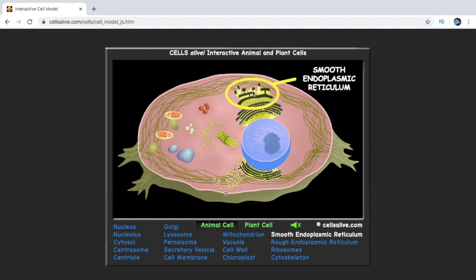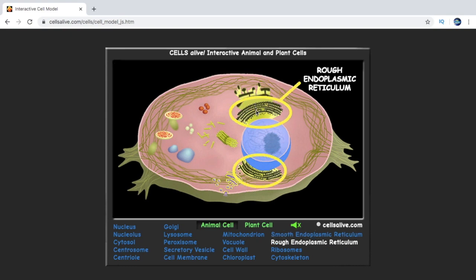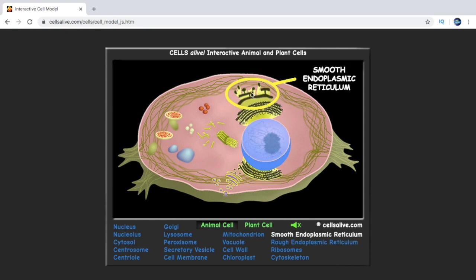Now, there are only two main differences between the two. Your rough ER is called rough ER because it has ribosomes. So, if you are going to view this under the microscope, it would look as if they're rough. Okay? So, pag tinignan po siya, it would seem rough dahil nga meron siyang mga bilog-bilog, which are your ribosomes. Now, in the case of your smooth endoplasmic reticulum, wala po siyang ribosomes, and so it looks smooth.